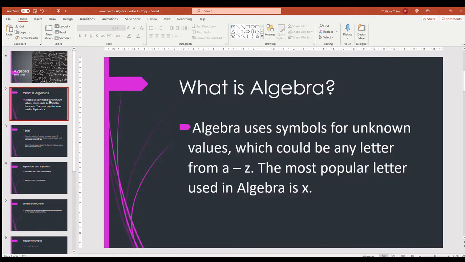Algebra uses symbols for unknown values, which could be any letter from A to Z. The most popular letter used in algebra is X.